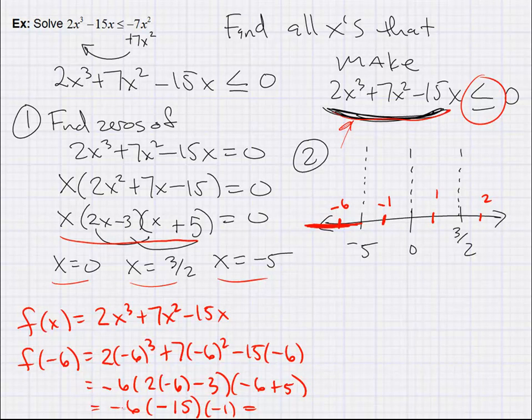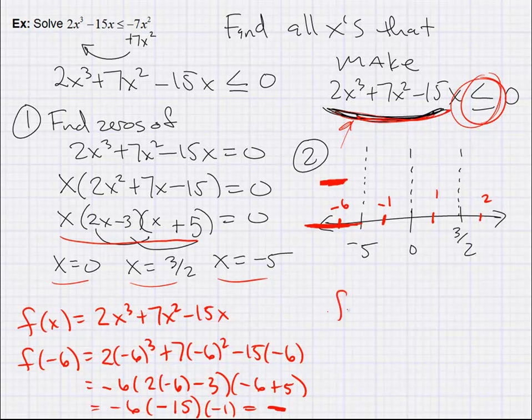So if I look at this, negative 6, negative 15, negative 1. Negative times negative gives me a negative value. So negative 6, when I plug it in, gives me a negative value. What value it is exactly is really not that important. The fact that it's negative is the important part. So when I plug negative 6 into my polynomial, I get a negative value. What was I looking for? I was looking for my polynomial to be less than 0. So that's something I was looking for. Go to the next one, the next one, the next one, and see what happens.